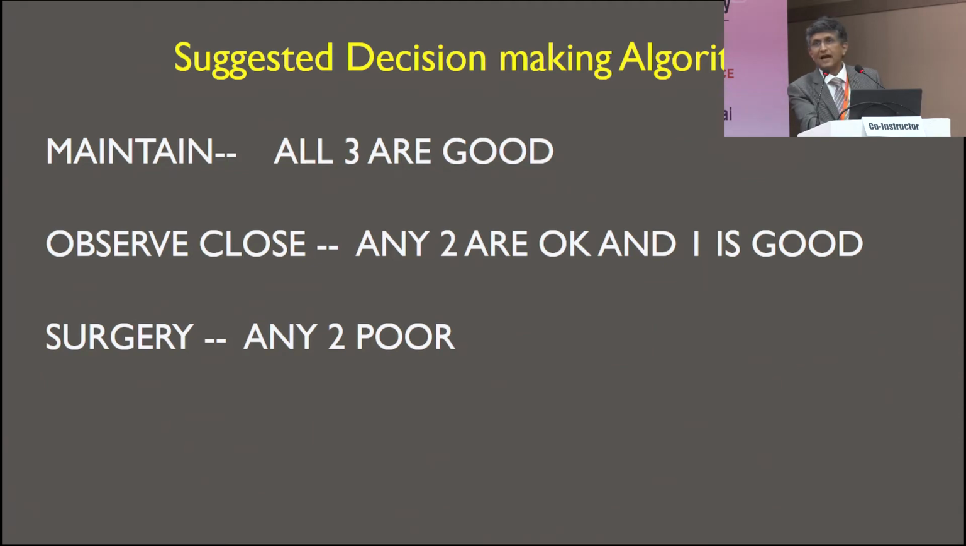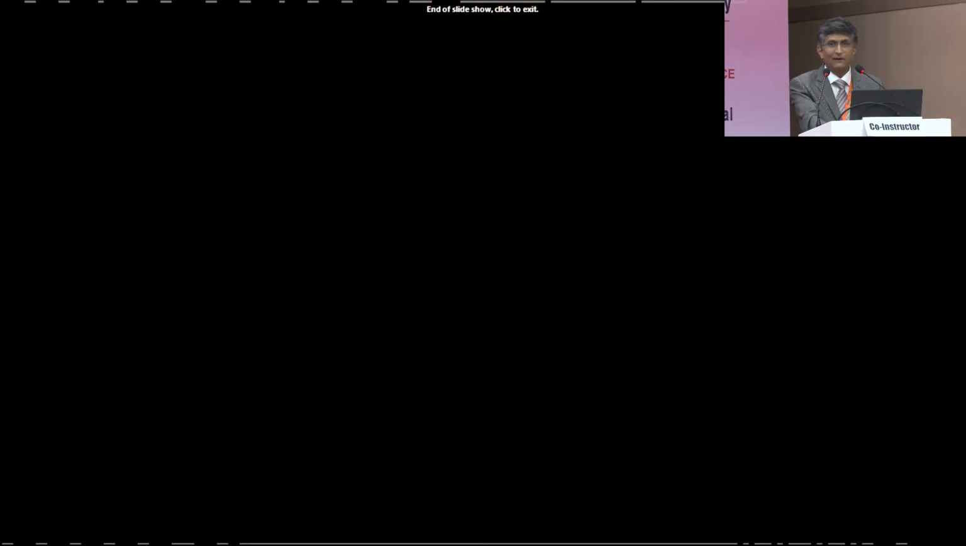So if all 3 are good, I would be happy to maintain the patient on maximal medical therapy. If any 2 are okay and 1 is good, then I would say observe closely. But if any 2 are poor, you would definitely move this patient towards surgery, and you need to discuss this more and more with the patient and reach your satisfactory conclusion. So I would like to say at the end, I hope I have made it a little objective for you to decide what to give in maximal therapy and how to decide when to move this patient from maximal medical therapy towards surgery.